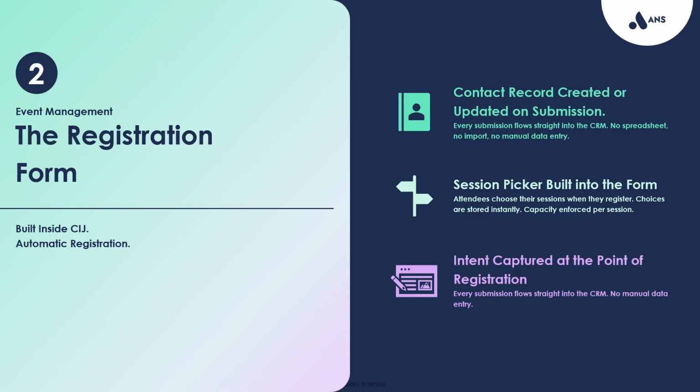The event configured, Sarah needs a way for people to register, and she does this by using the registration form. There's no external tool, no developer, and it's built right inside of CRJ. The form catches intent at the point of registration. Jamie will answer the Copilot experience question that has been surfaced on the form, and that answer will follow him all the way to his lead record. The session picker inside the form also lets him choose which session he wants, and the moment he submits, a contact record is created inside of the CRM.